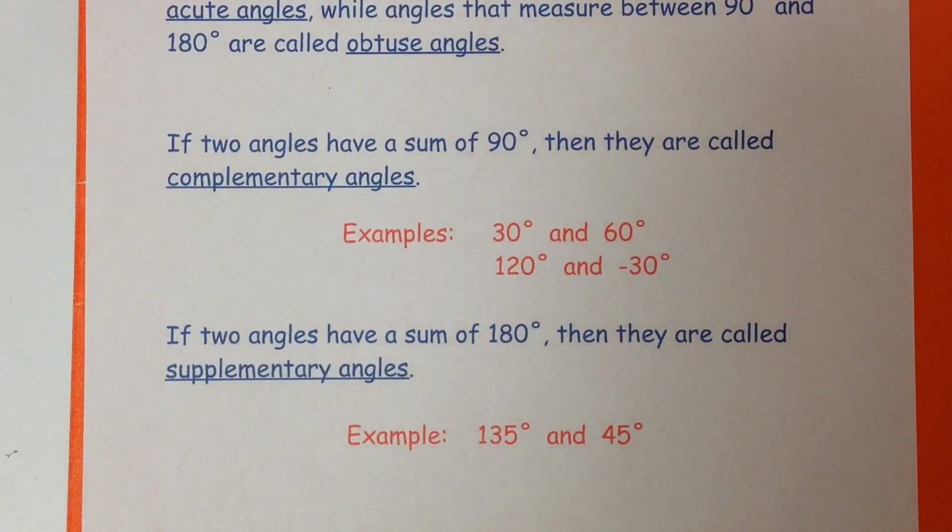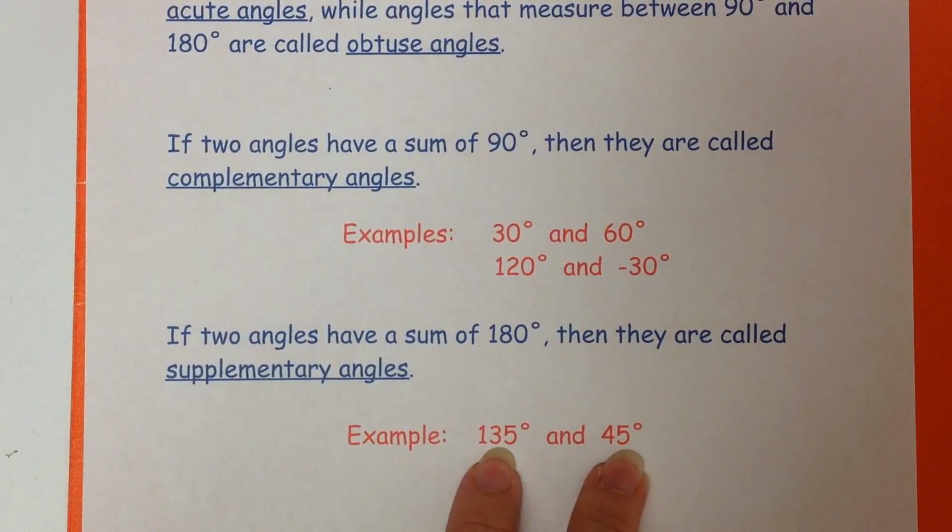Alright, next is the supplementary angles. So if two angles have a sum of 180 degrees, then they are called supplementary angles. So add two angles, you get exactly 180, then they're supplementary. So that would be an example of two angles that are supplementary.